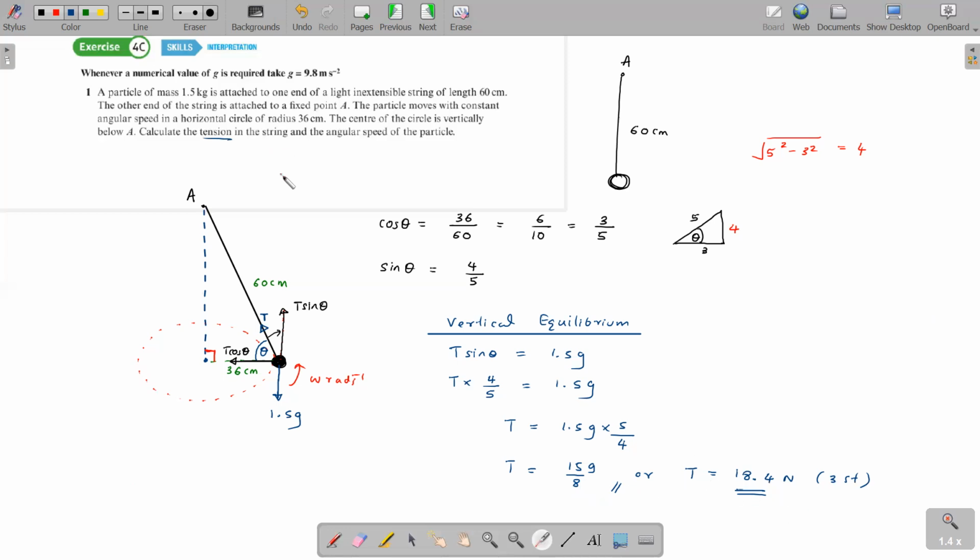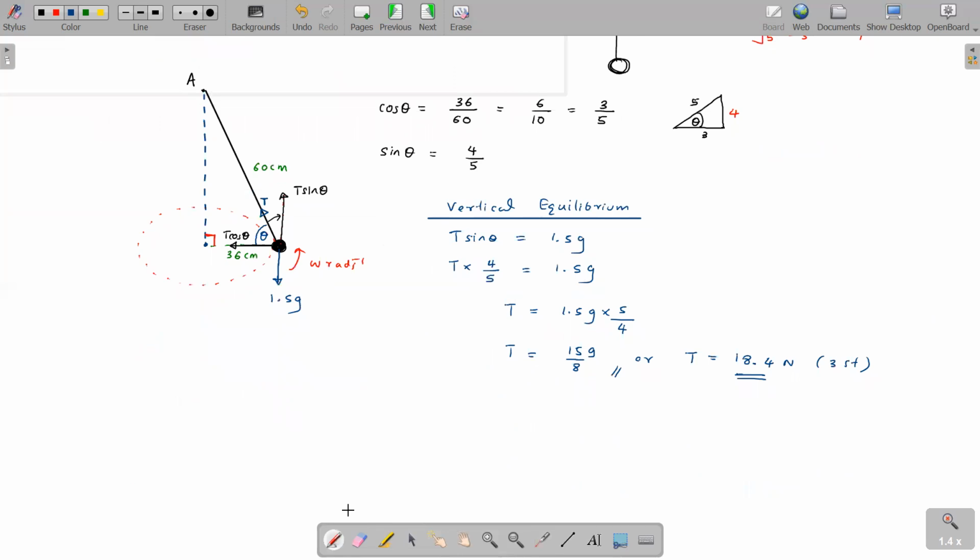And then, calculate the tension in the string, that's done, and the angular speed of the particle. So you're supposed to find the omega. In order to find omega, we will have to use F equals ma towards the center, the center of the circular motion. So basically, who is the center? This is the center of your circular motion.